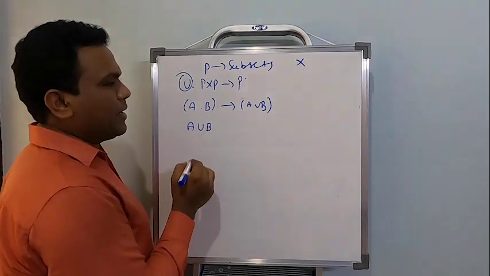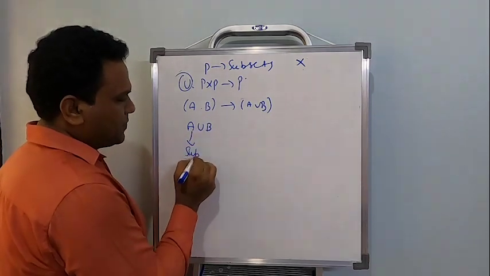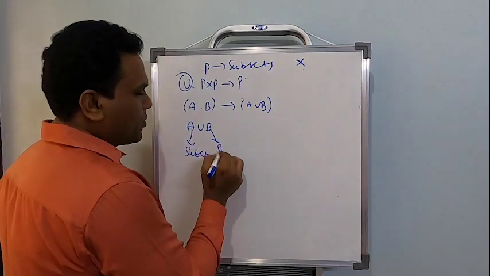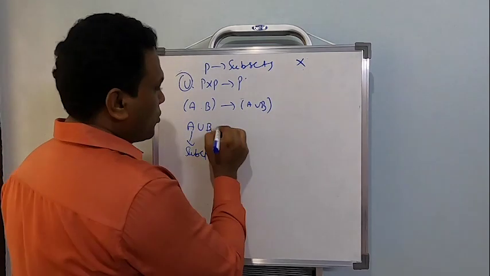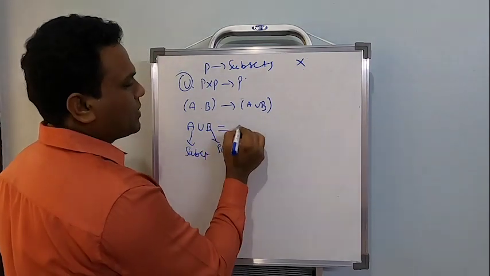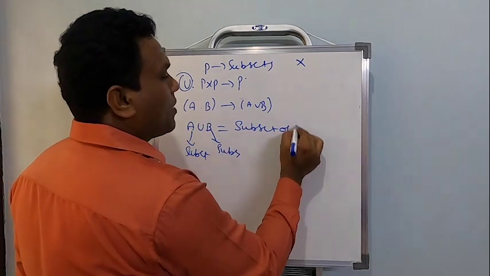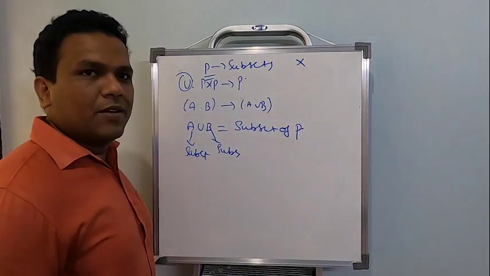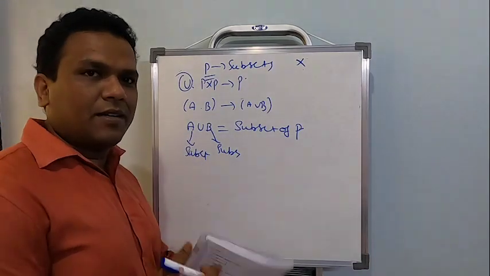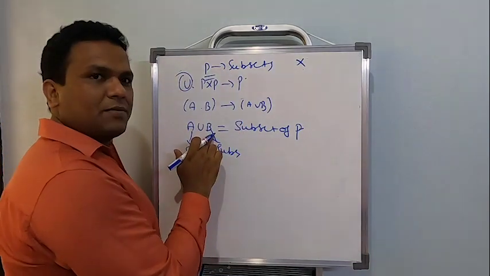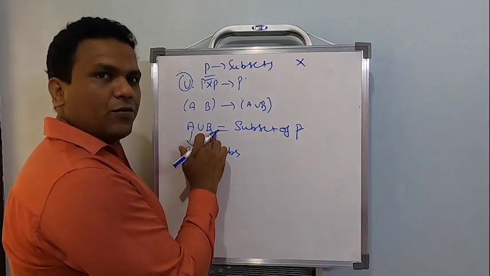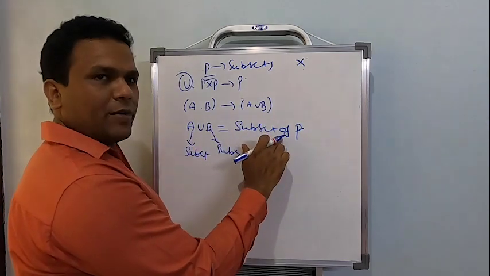So what are A and B? A is a subset, and B is also a subset. Clear? So what is A union B? The union of two subsets, correct? Now it's still going to be a subset. A subset of what? A subset of P. So from P you are selecting one subset, and from P one more subset is selected. You will take the union of those two, and the union is still going to be a subset.